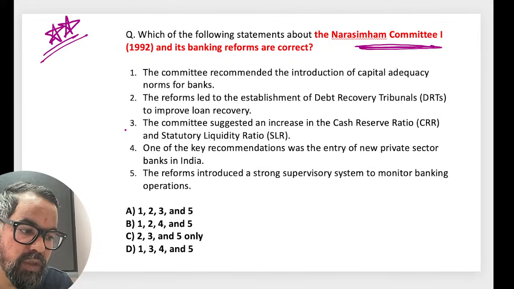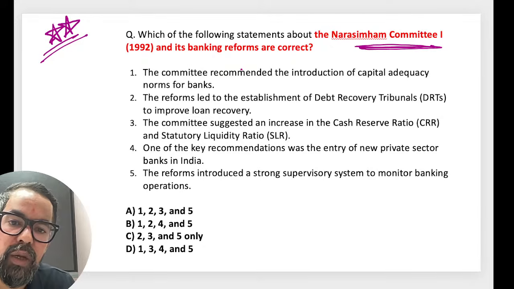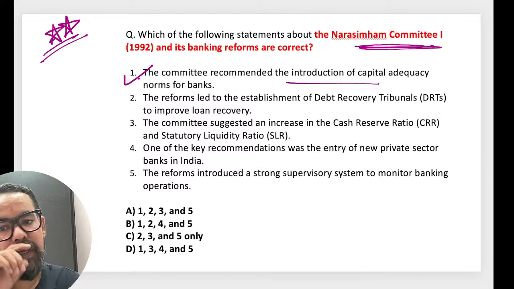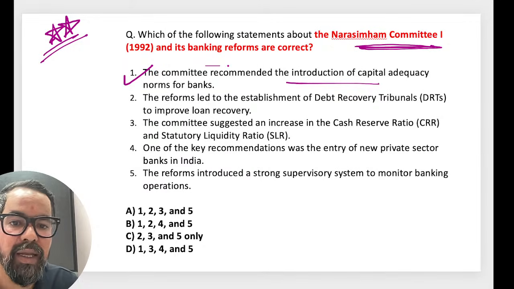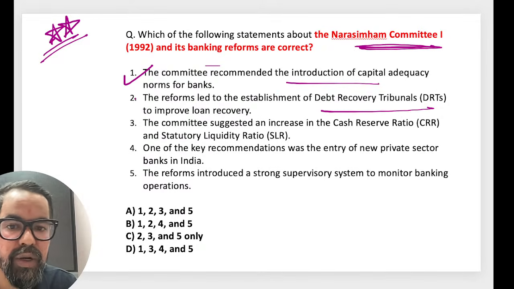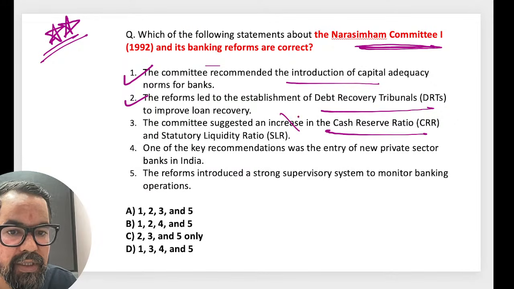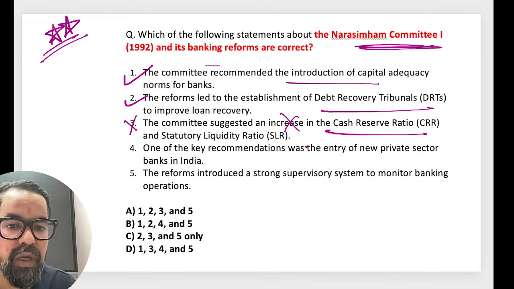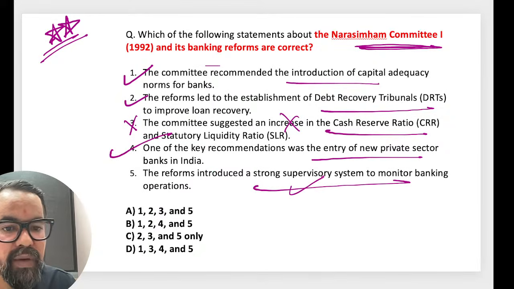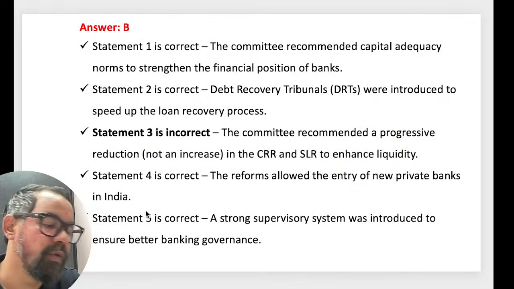Okay, Tanmay sir, Vinod sir, Anita ma'am, everyone is saying B. Krishna sir is also saying B. The committee recommended the introduction of capital adequacy norms aligned with the BCBS, Basel Norms 1. At कितना? 8%. The reform led to establishing debt recovery tribunals also. True. Committee suggested decrease in CRR and SLR level. Key recommendation was entry of new private sector banks. Reform introduced strong supervisory and monetary measures. Yes, 1, 2, 4, 5. B will be the right answer for this particular one.